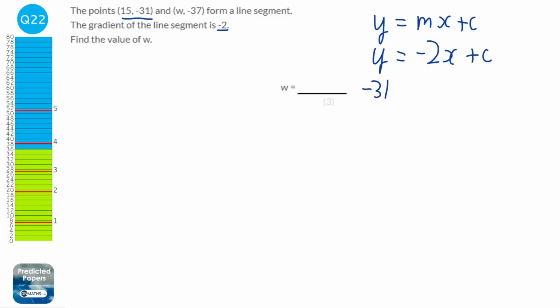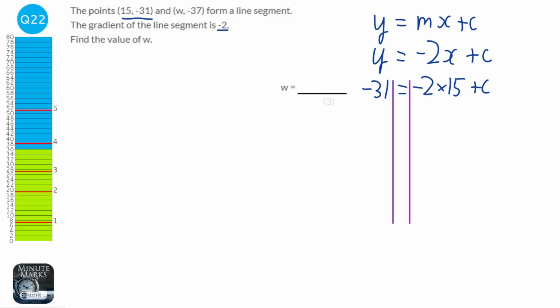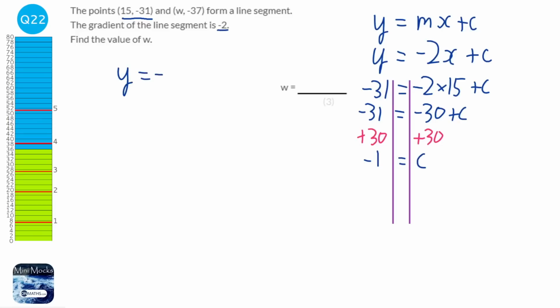So y is -31 and x is 15. And we're going to use this to solve and find out what c is. So first thing I'm going to do is just tidy this up. 2 times 15 is 30, so -30 plus c. And I'm just going to add 30 to both sides to get c on its own. So that would be -1 equals c. So c is -1. So we now know that the equation is y equals -2x minus 1.